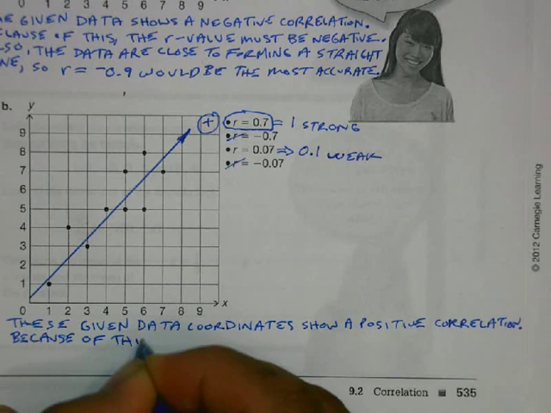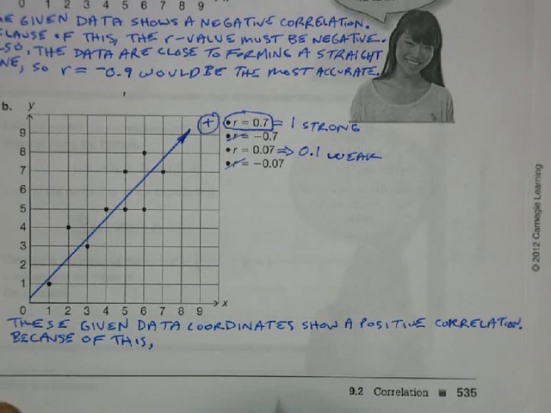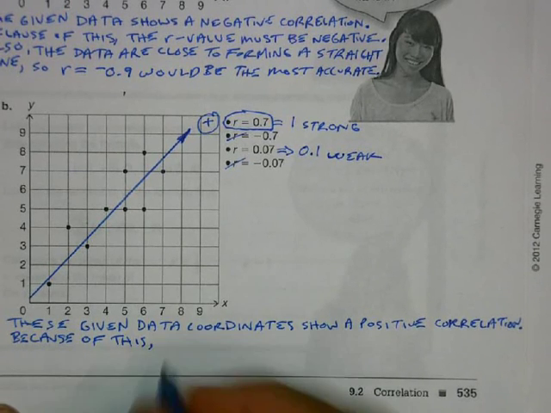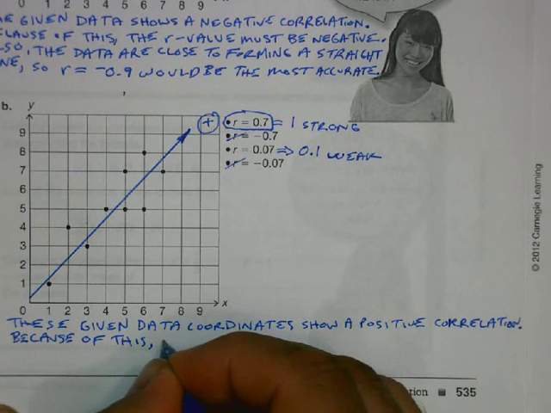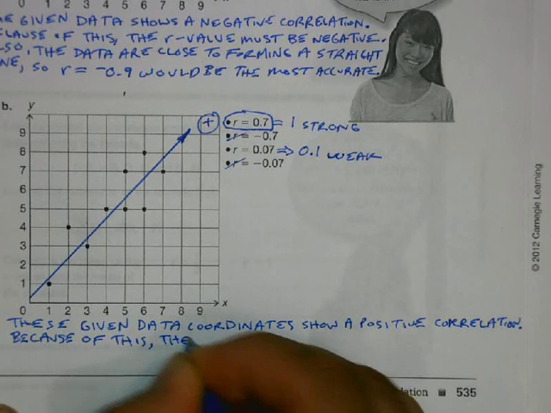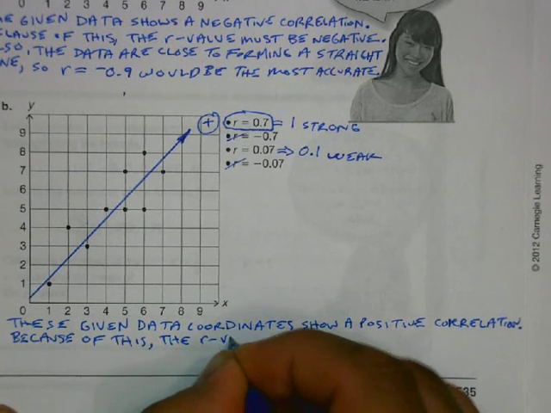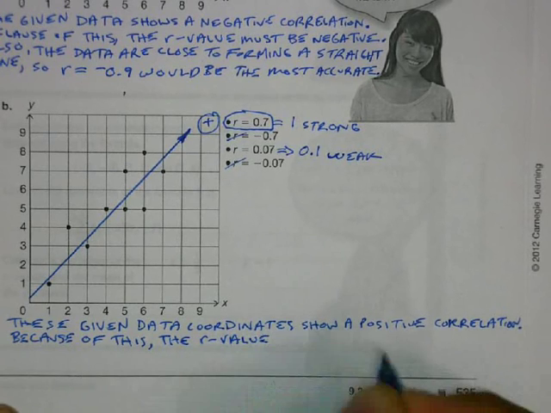We also noticed the data were fairly close to forming a straight line. So we found that our R value was 0.7. That was the most accurate.